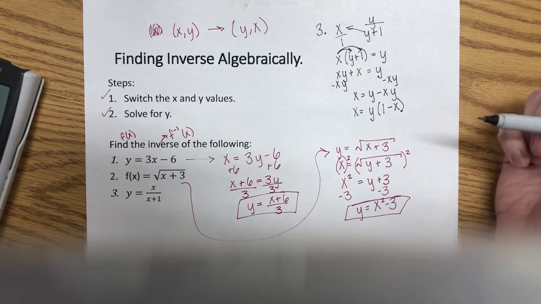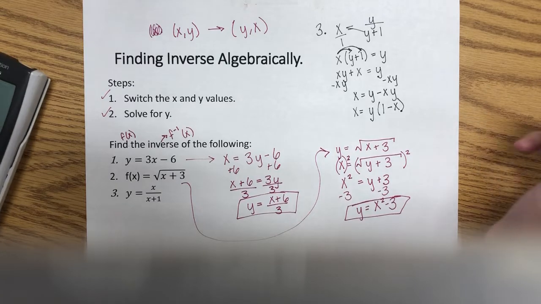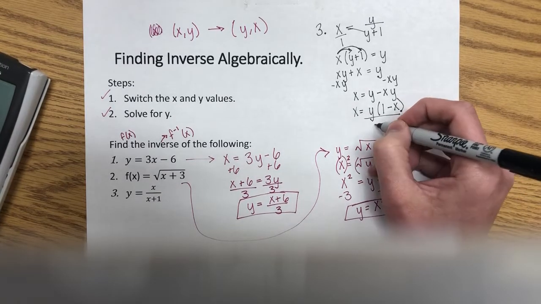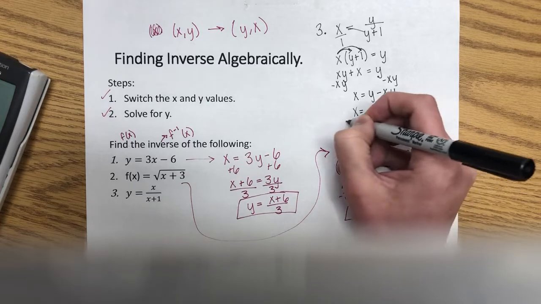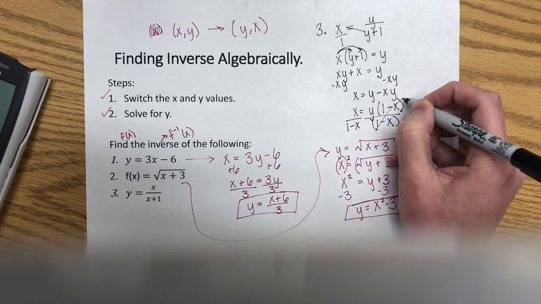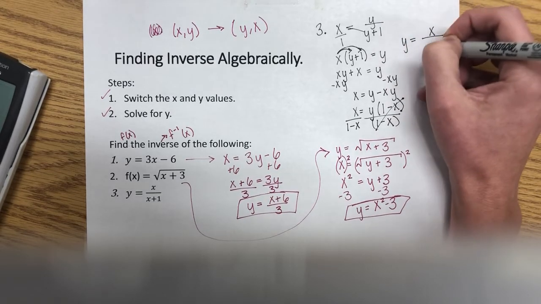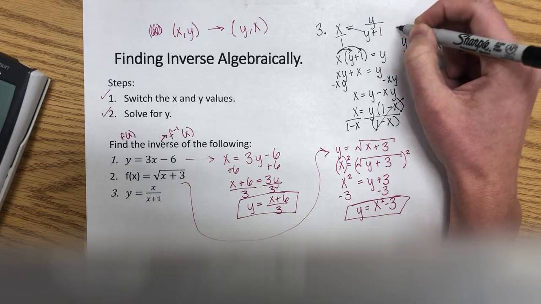So for our last step, we can get y by itself by dividing by 1 minus x on both sides. This cancels out, and then we're just left with y equals x over (1 minus x) as our inverse.